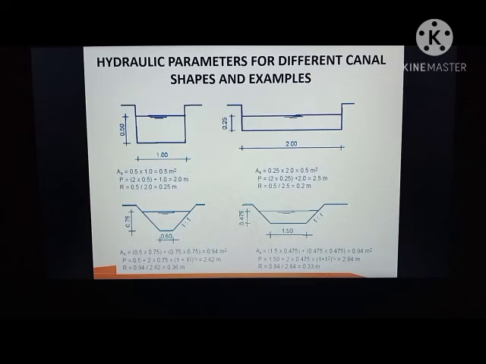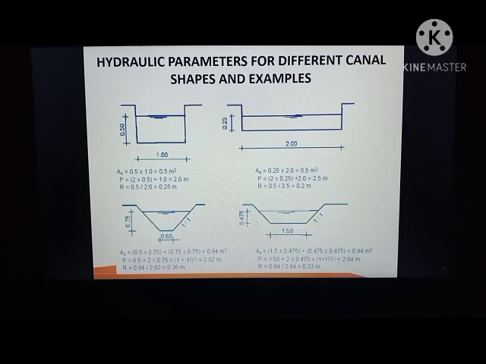The next one is the rectangular shape. We have a depth of 0.25 and a bed width of 2. The area is 0.25 multiplied by 2, which is equal to 0.5 square meter.